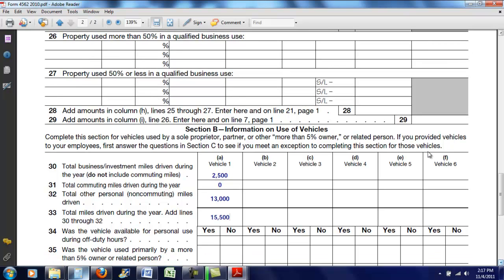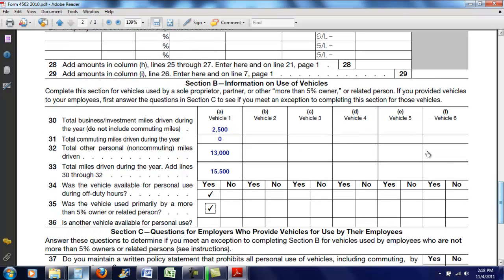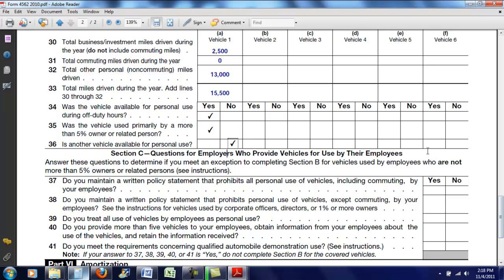It doesn't say the answers to these questions. Obviously, if we were doing this for real, we would find out from the client. Was this vehicle available for personal use? Probably. She is a more than 5% owner, and we don't know if she has another vehicle available for use. And did you maintain a written policy about commuting miles? We're going to say she did, and that she has a written policy, and that she treats all use of employee vehicles. Oh, we need the one related to her.